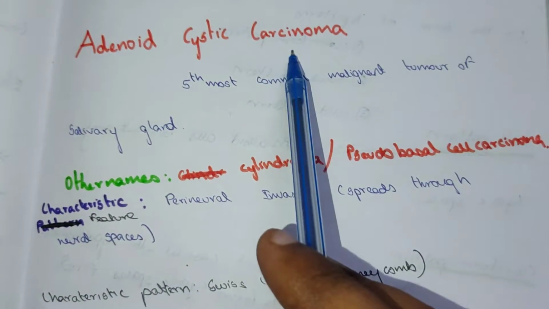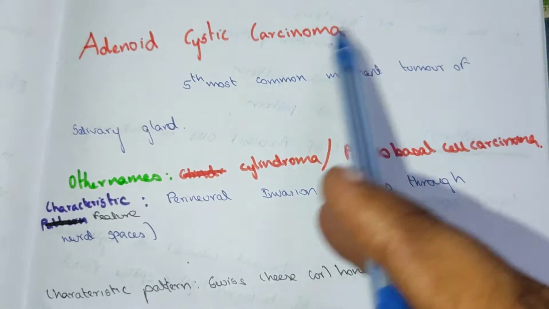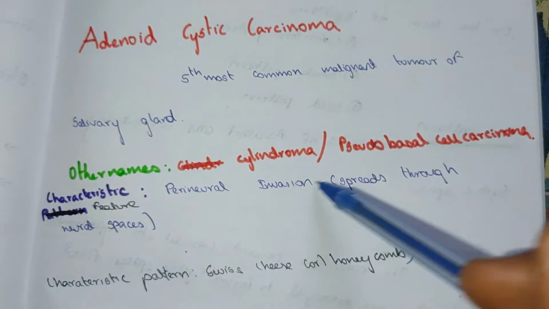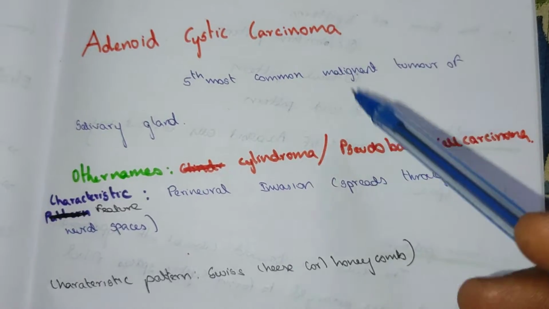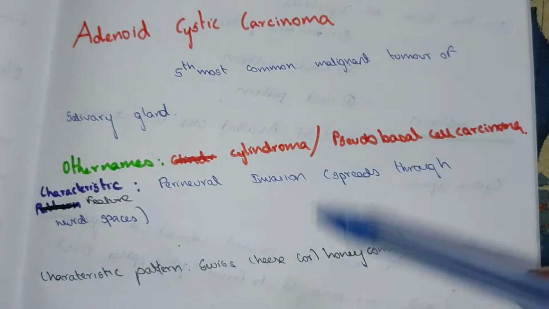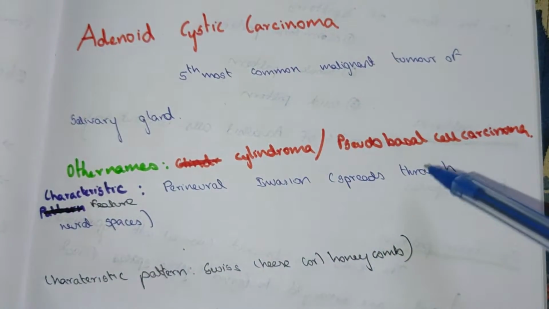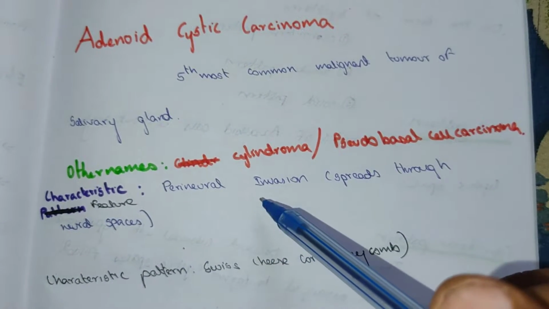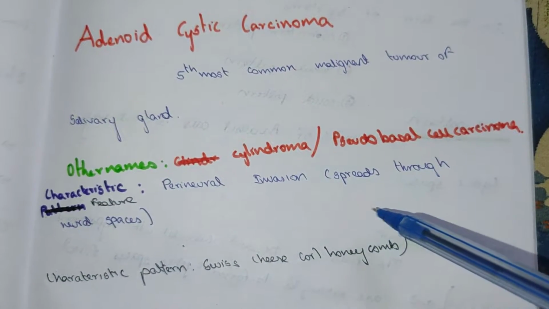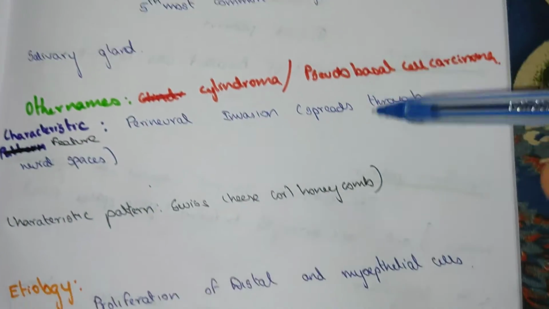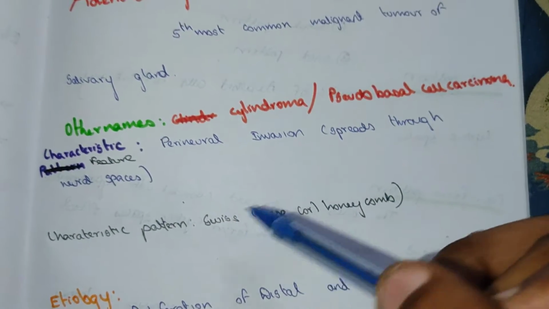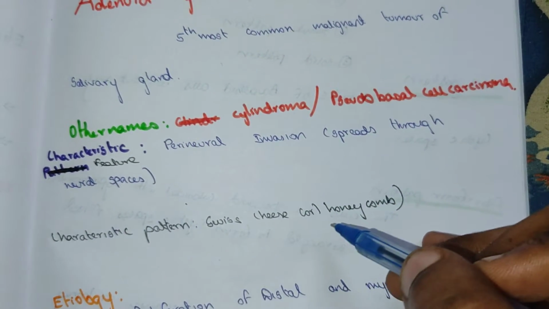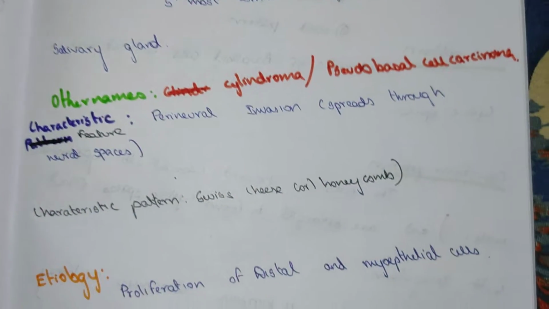In exam point of view, it can be asked as cylindroma as well as pseudo-basal cell carcinoma, so we should write these points. The characteristic features are perineural invasion, spreading through neural spaces. How it looks is a Swiss cheese or honeycomb pattern.